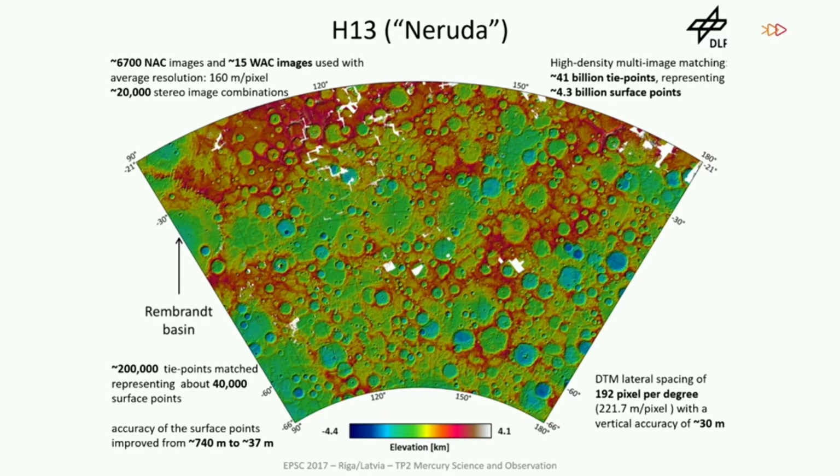You can see we have almost full coverage. Here you can see that there are some parts where we are somehow missing stereo combinations. So that is the next step, where I will look into the gaps and how I can fill these gaps with sufficient stereo information. The accuracy is almost the same as the other ones. So we have 30 meters in vertical accuracy, and also these 192 pixel per degree lateral spacing.